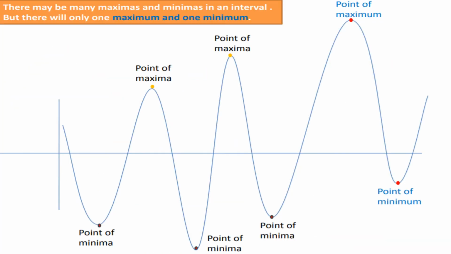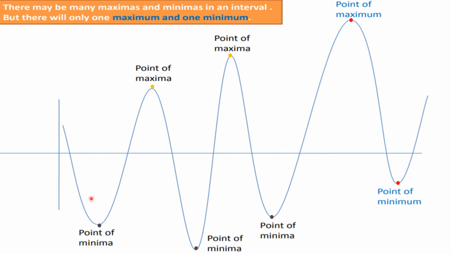Right. Now observe this graph of f(x), my dear children. If we observe this graph, there may be many local maximums and local minimums in an interval. But there will be only one global maximum and one global minimum. It means it has one and only one absolute maximum and one and only one absolute minimum. Understood this point, my children?